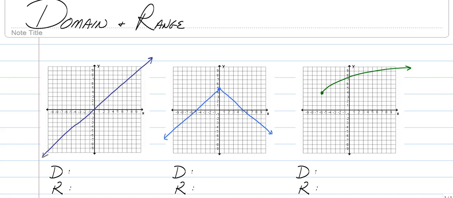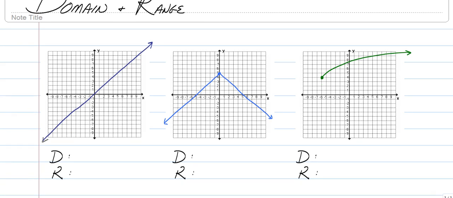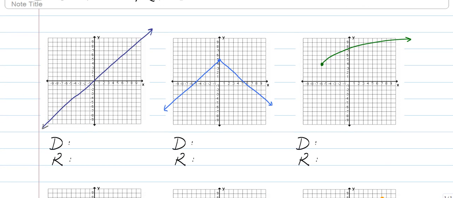In this video we're going to talk about domain and range. We're going to work with some graphs, and we're going to work with functions, just listing the domain based on some of the rules we know, and we'll see where it goes.